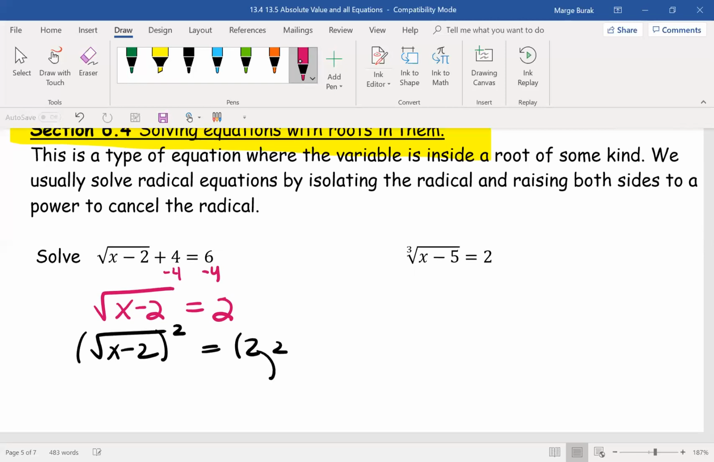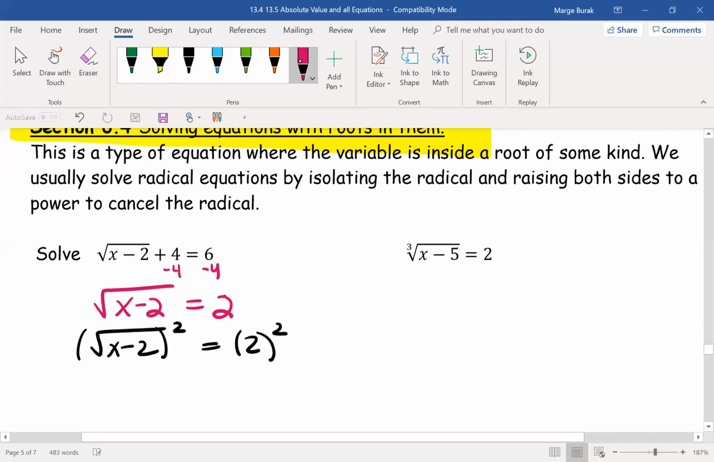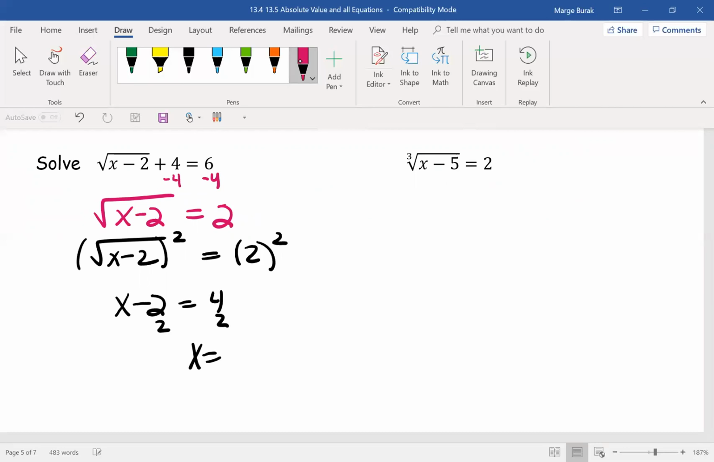Okay, and we've got to be careful when we do things like squaring both sides or square rooting both sides. We may get extraneous solutions, so on this type of problem we want to make sure to check our solutions for sure. If I square a square root, they disappear, they undo each other, and so I have x minus 2, and 2 squared is 4, and then it becomes an easy equation, x equals 6.